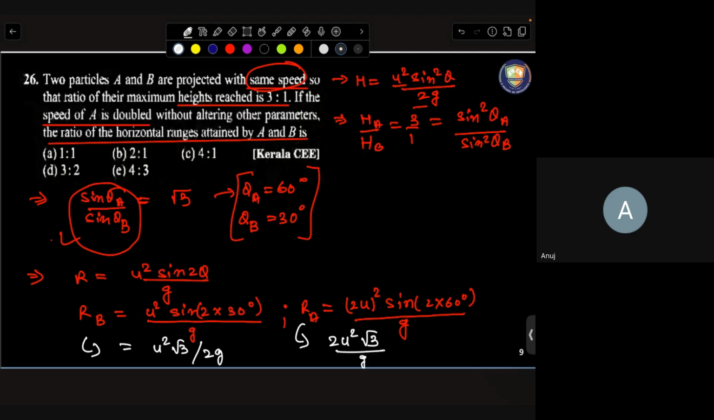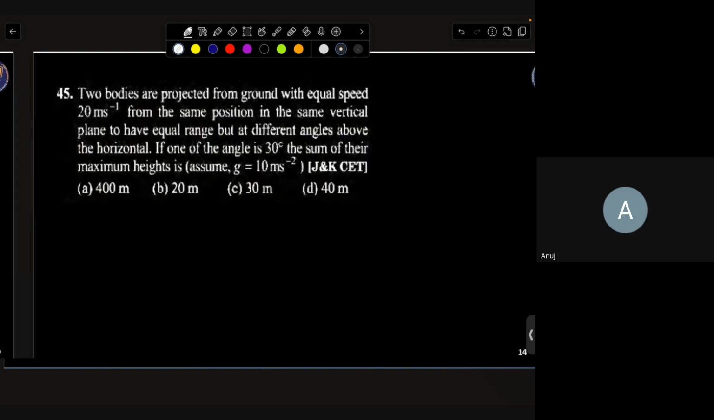So I think we got the answer, because if you see, RA by RB is nothing but 4 is to 1, because 2 by 1 by 2 is 4. This would be the answer. Correct? Any doubt in this? Okay, let's see the next one. Try this one.